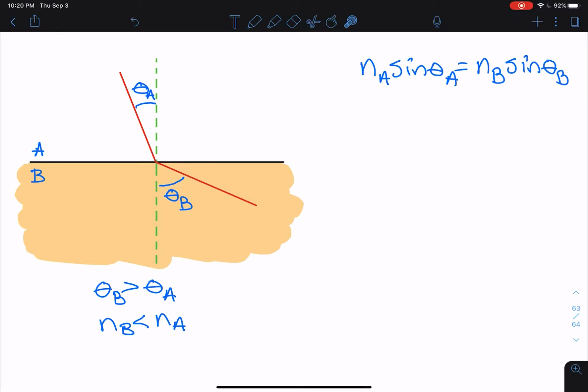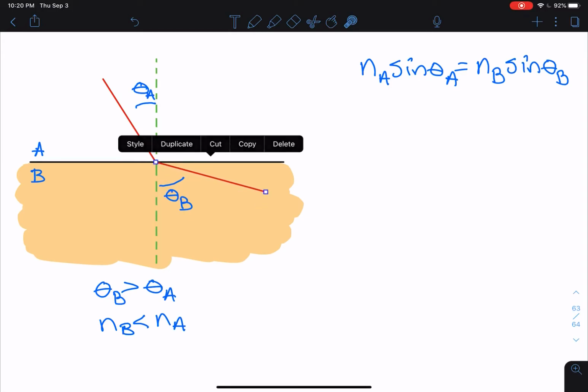Now, if I change the angle that it comes in, let's say I make this angle a little bit bigger, like so. Now, because the angle has gotten bigger, the sine is a little bit bigger. To maintain the equality, this has to increase. So that means the angle theta b has to increase, so this gets a little bigger, like so.